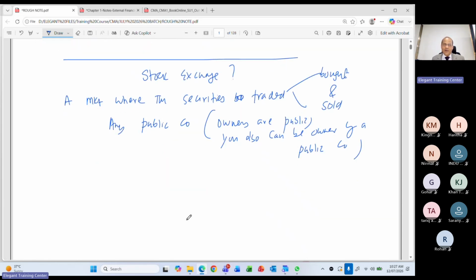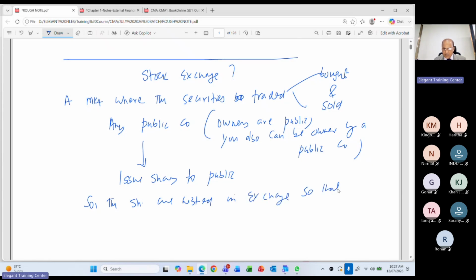So a public company issues shares. They issue shares to the public, right? So the shares are listed on an exchange so that the public can buy and sell.